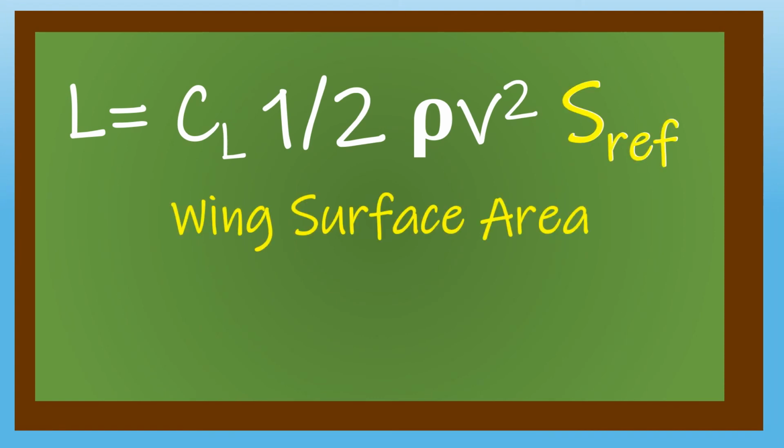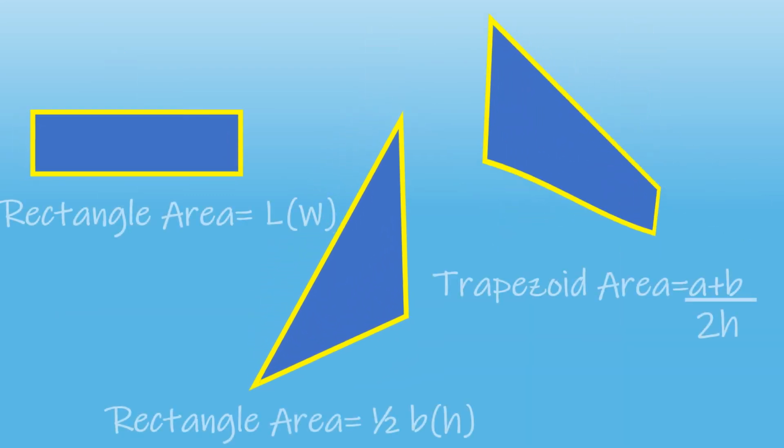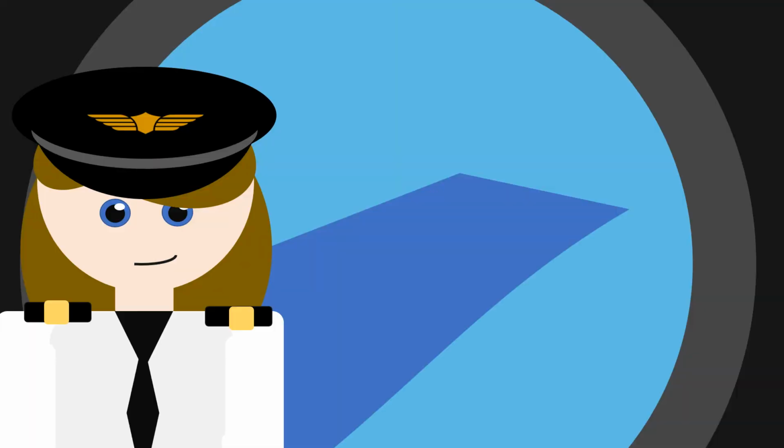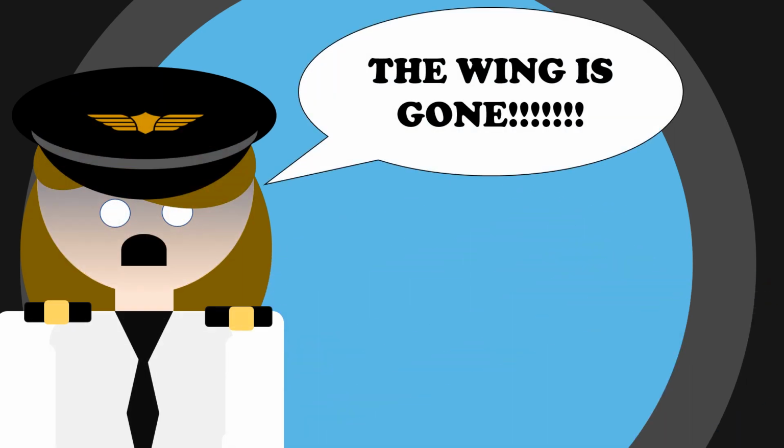Next, we will calculate the wing surface area. The wing surface area is determined using geometry. First, determine the shape of the wing, then use the appropriate area equation. The wing surface area is the only constant and does not change mid-flight. If your wing surface area does change mid-flight, you have bigger problems.